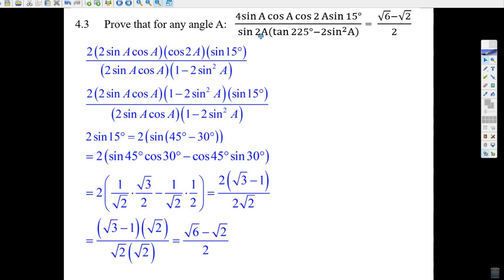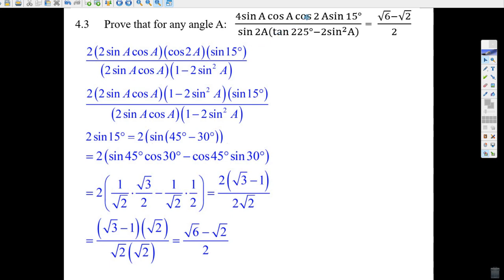Oh, I've got sine 2a. The easiest marks there is substituting sine 2a with 2 sine a cos a. Well, this is 4 sine a cos a. If I make 4 2 times 2, then look, that 2 sine a cos a is going to cancel.